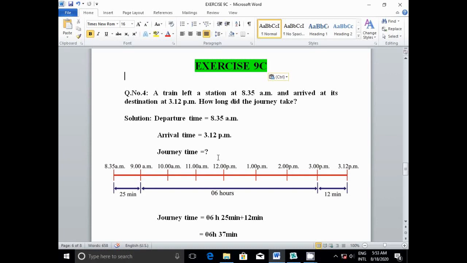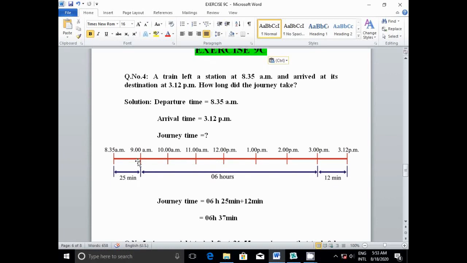Now first of all, we have the departure time, which is 35 past 8 a.m. After 35 past 8, we have 9 a.m. Same as we have then 10 a.m., 11 a.m., then 12 p.m., then 1 p.m., then 2 p.m., and then 3 p.m. After 3 p.m., we have the arrival time of the train, which is 12 past 3 p.m.